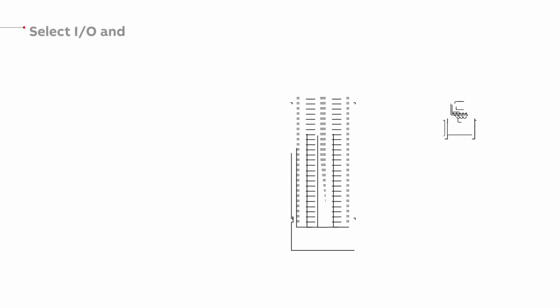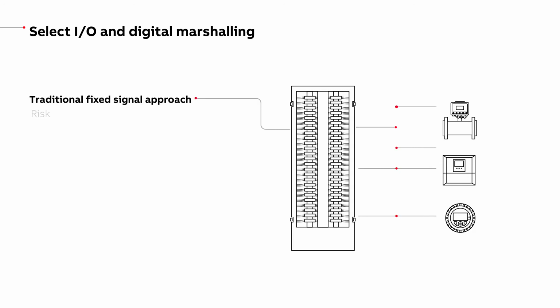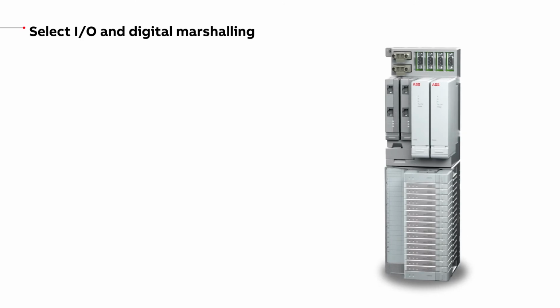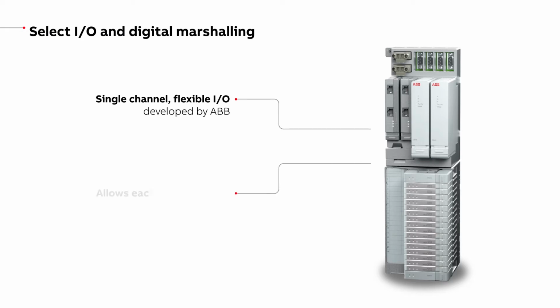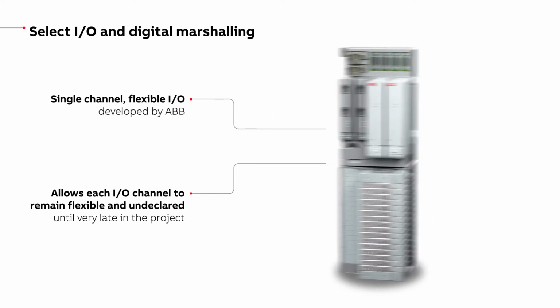Using traditional hardwired analog instrumentation means signal types are fixed, increasing the risk of rework or delay if the exact mix of I/O channels is incorrect. Select I/O, a single channel, flexible I/O developed by ABB, allows each I/O channel to remain flexible and undeclared until very late in the project, often just before commissioning.